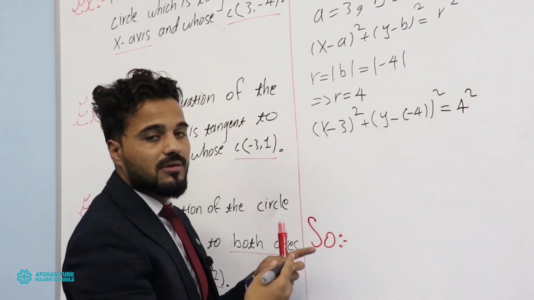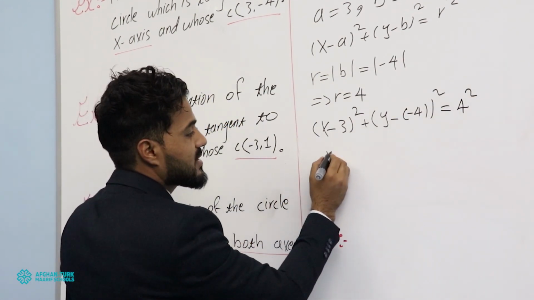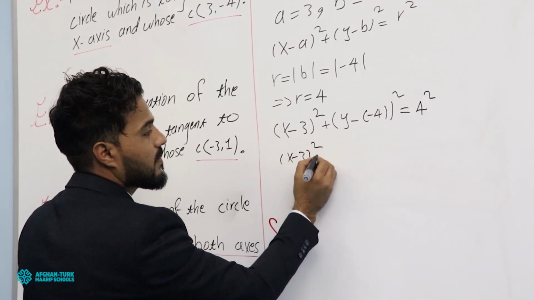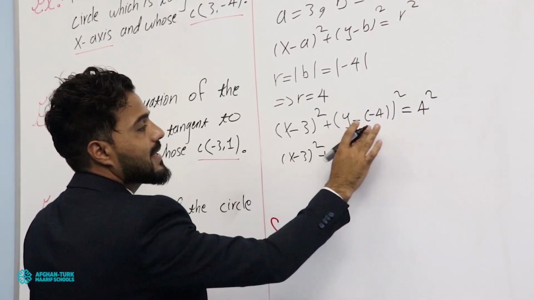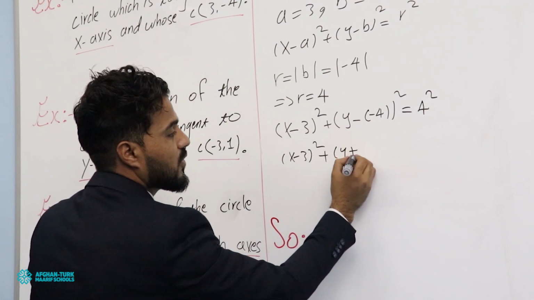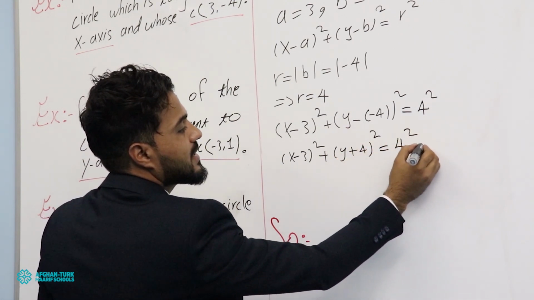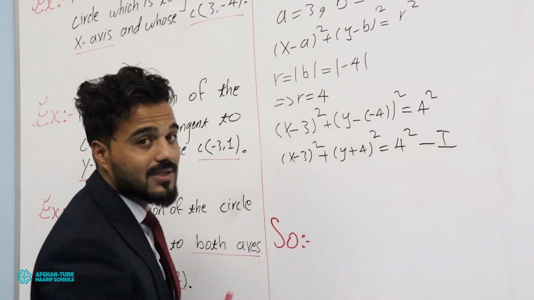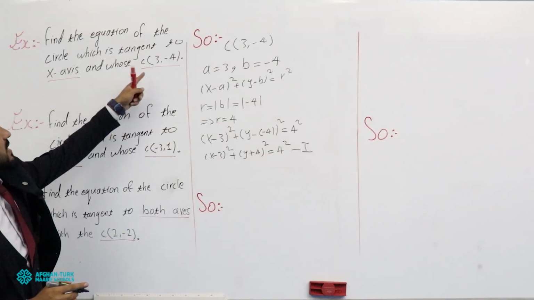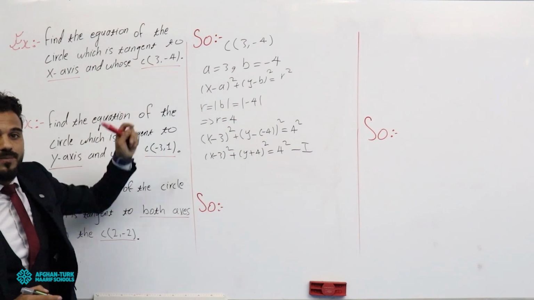Now I am going to simplify this equation. (x − 3)² + (y + 4)² = 4². This is the equation for which circle? For this circle whose center is (3, −4).